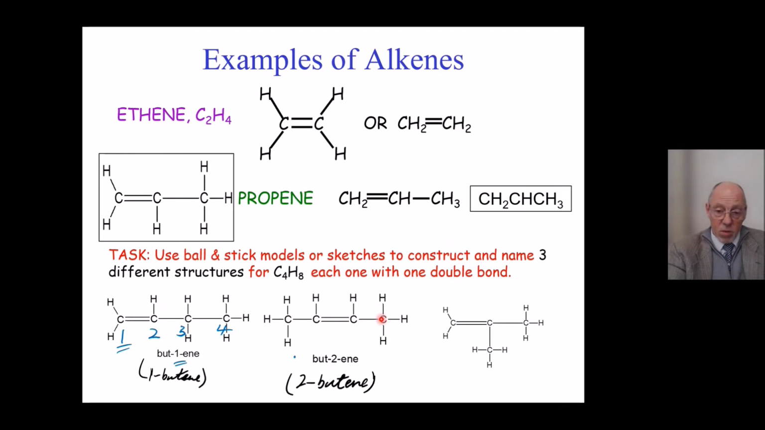And if you start from the right, it'll also be 1, 2. So it doesn't matter which side you start. That's just giving you the position of that double bond. You can say 2-butene or 1-butene, but the more conventional naming is to put the number in the middle of the name. And then there's another possibility.